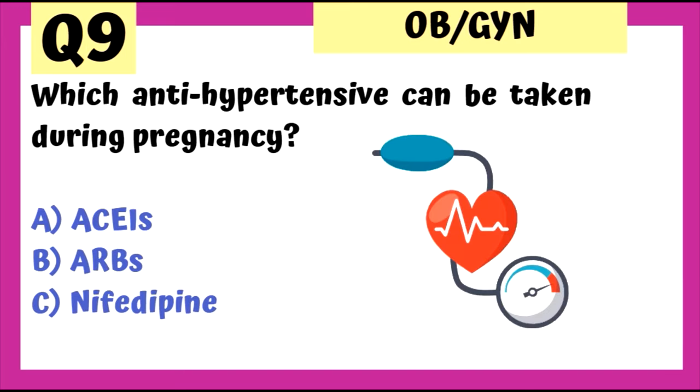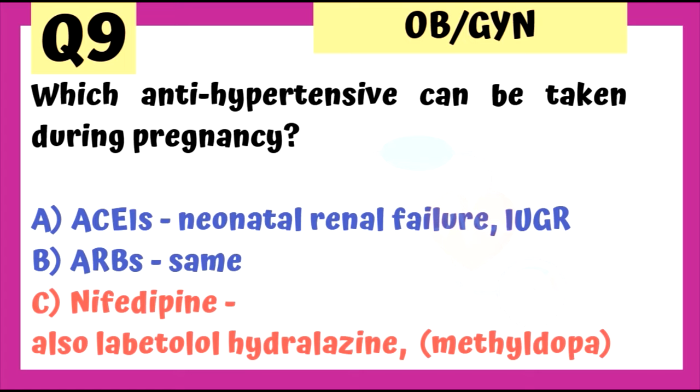Question 9. Which antihypertensive can be taken during pregnancy? ACEs, ARBs, or nifedipine? The answer is nifedipine. Nifedipine and also labetalol and hydralazine can be taken during pregnancy. Methyldopa used to be given, but it's not really anymore. It's mainly nifedipine, labetalol, and hydralazine. ACEs and ARBs cause neonatal renal failure and other problems.